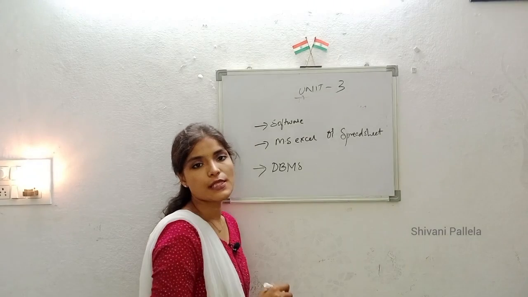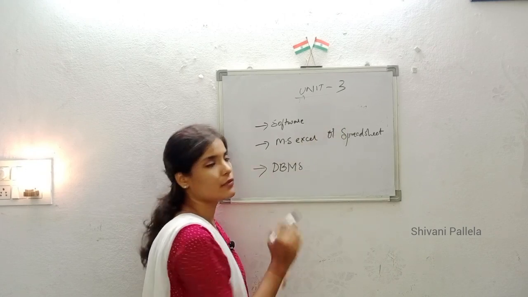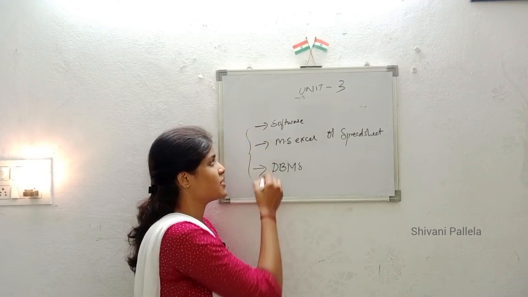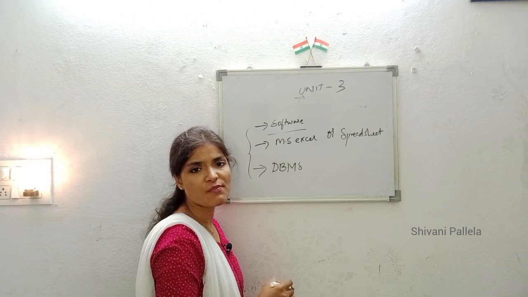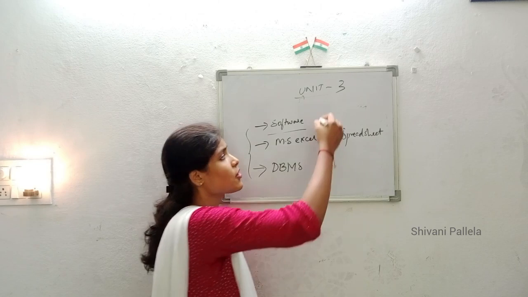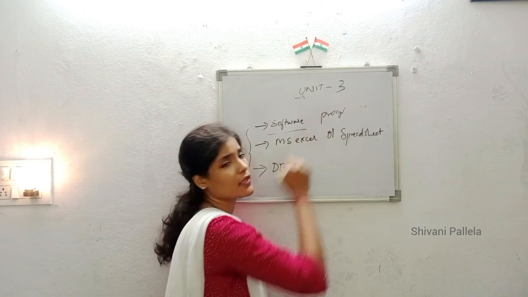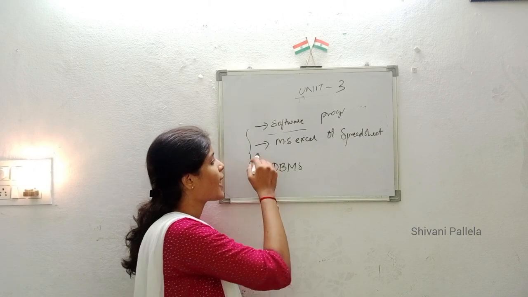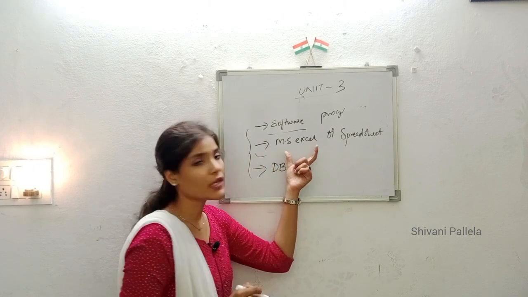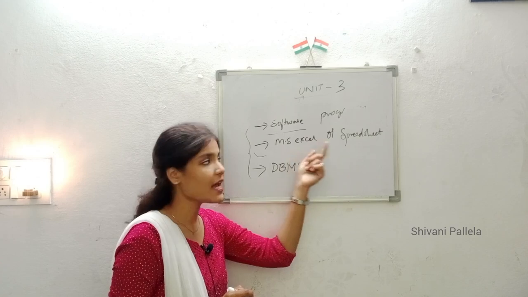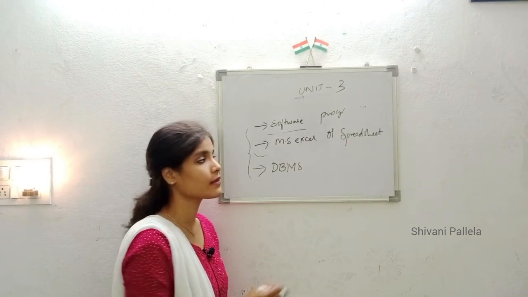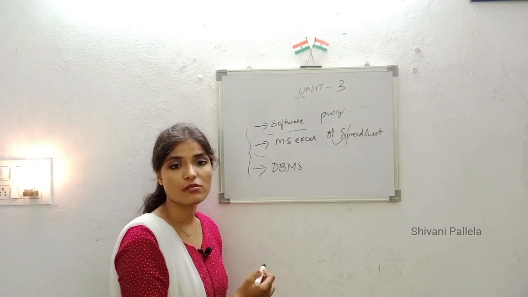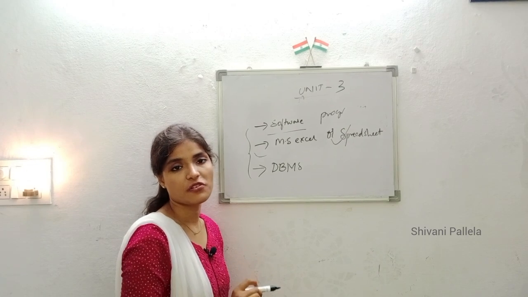In the third unit, you are learning these three questions about software. What is meant by software? What are the different software programs you are having? This is an important question. The second important question is what is meant by MS Excel and what is meant by spreadsheet. Spreadsheet they will ask for short also, definite and damn sure questions.